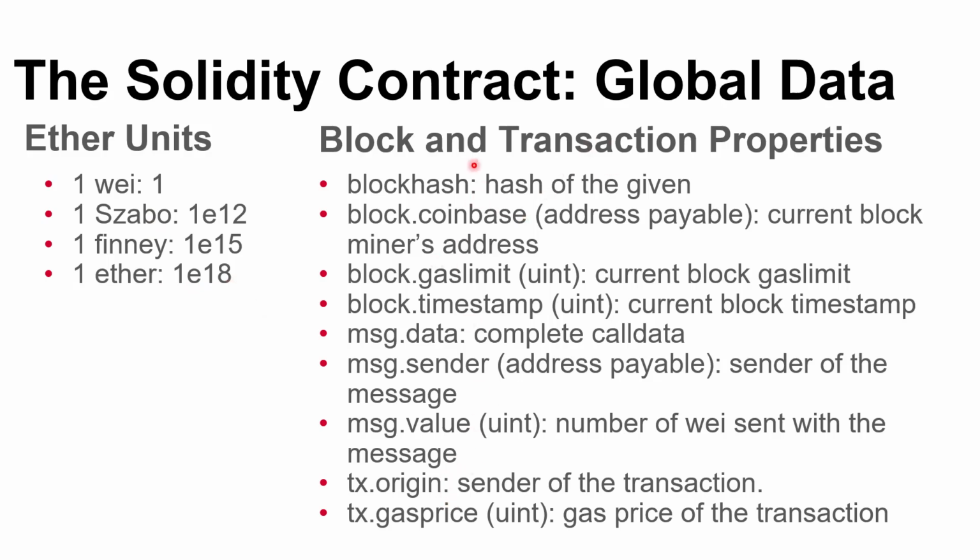A few properties of the blockchain that we can return. Blockchain hash, block hash. Block coinbase would be associated with an address payable. We can return a gas limit, which would be a uint. Block timestamp. So this could be important. We could use this quite often if we need the time of some actions. We can send data back and forth, message data. We can get the sender of a payment. We can get the value. And we can also get the origin of a transaction and gas price.